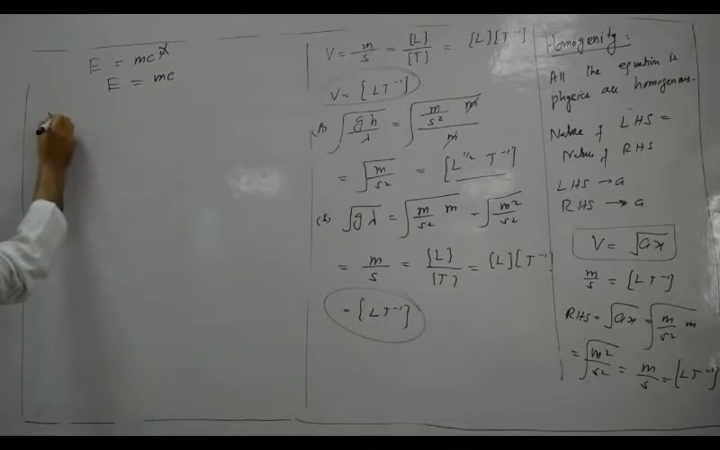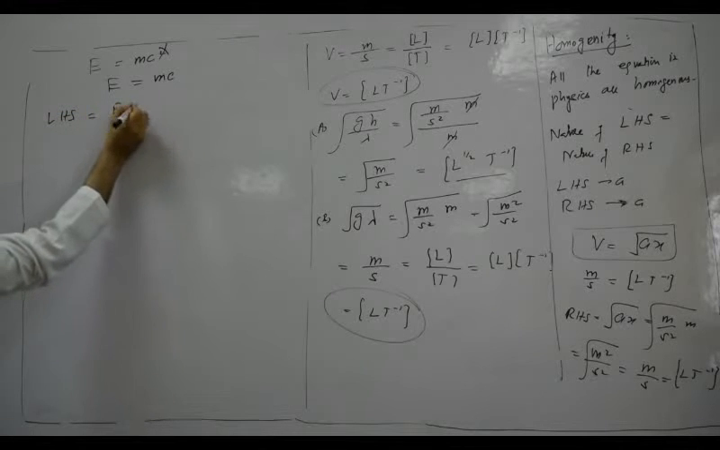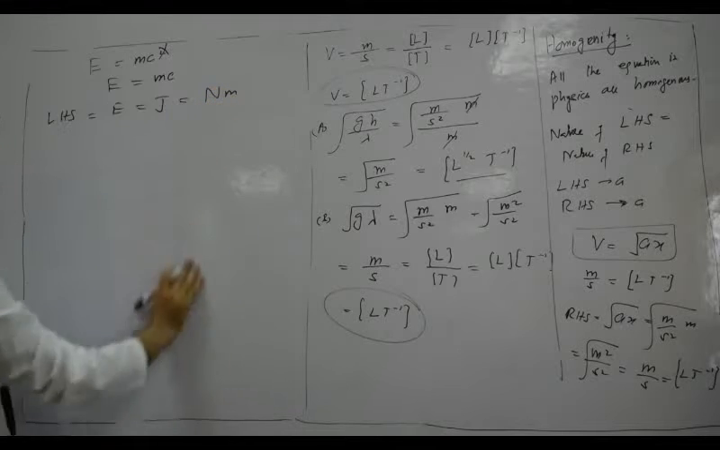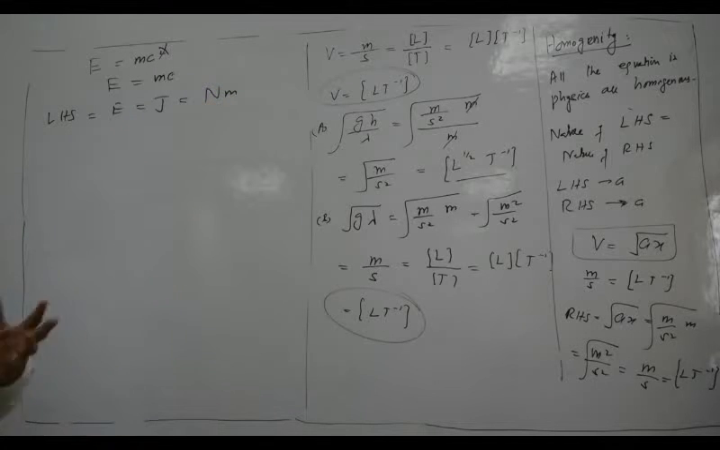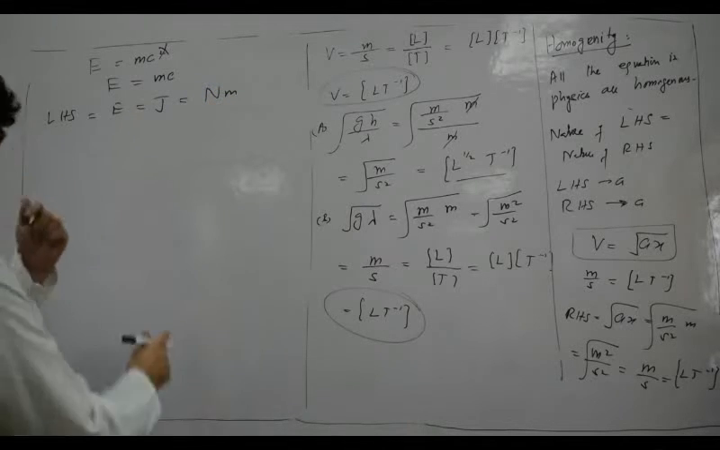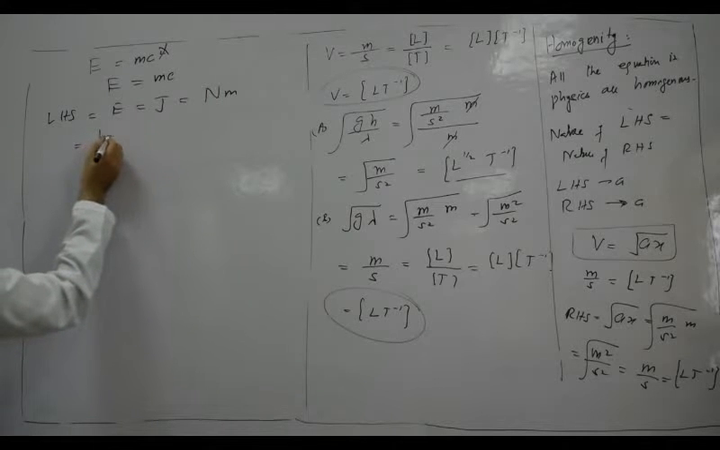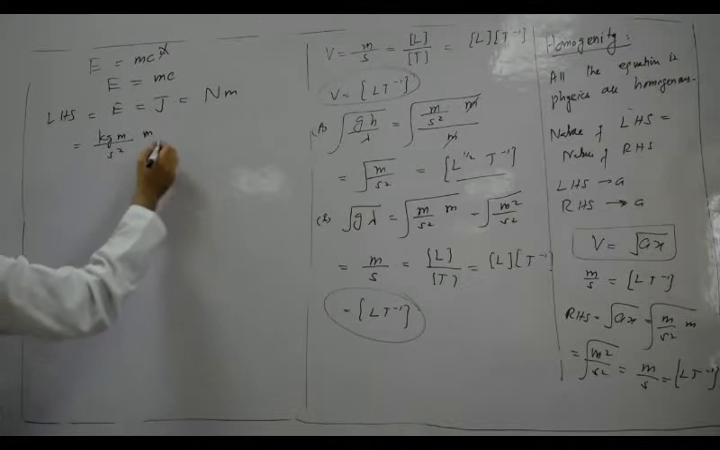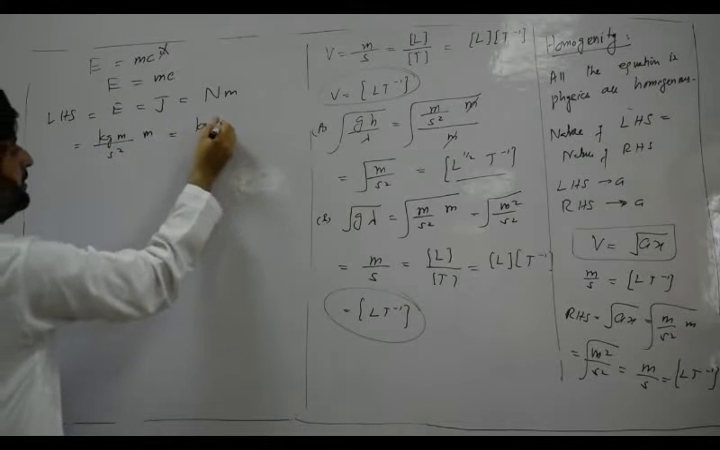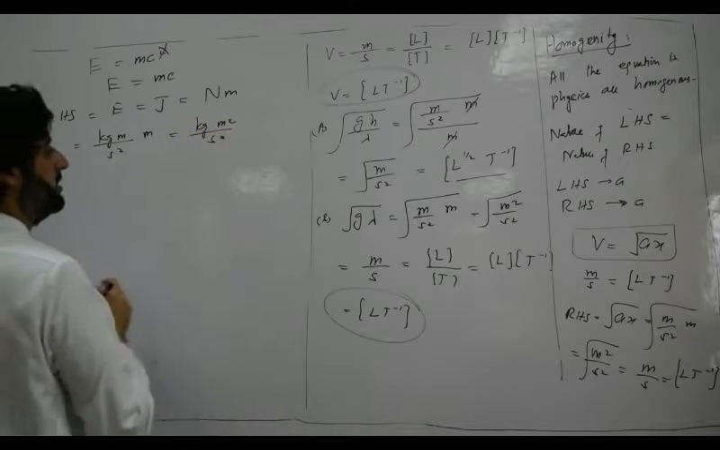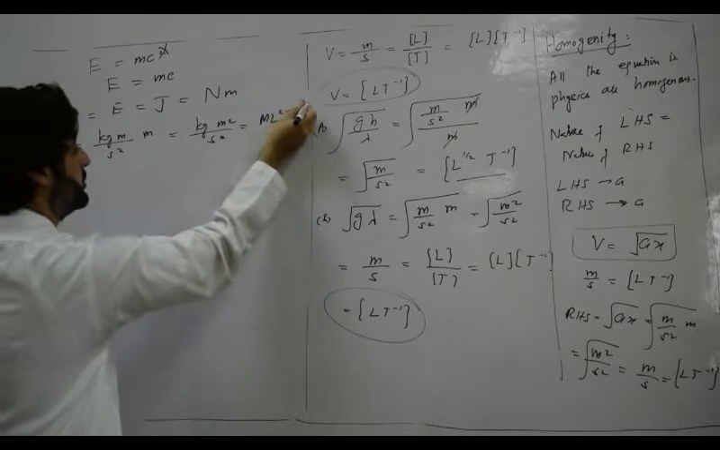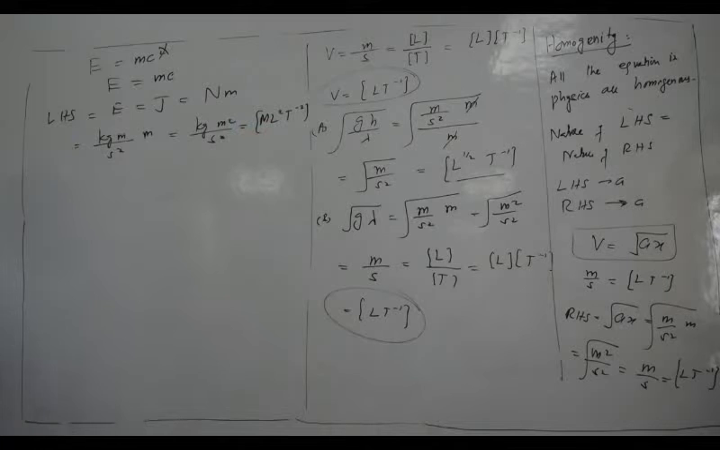So taking the left hand side, it is energy. What is the unit of energy? Joule. What is joule? Newton meter. We know that. And what is a newton equal to? A newton is equal to kilogram meter per second square. And with the meter as it is, it will be kilogram meter square per second square. So these dimensions are M L square T minus 2. These are the dimensions of the left hand side.